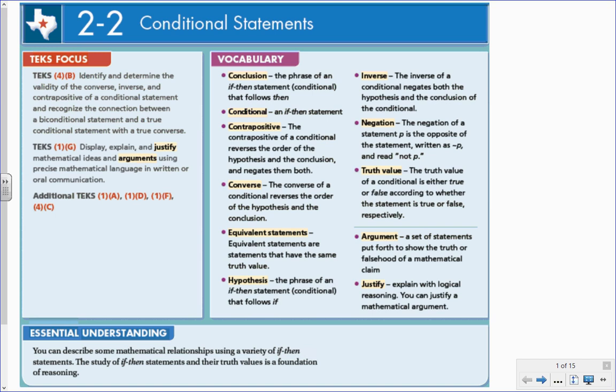Our essential understanding for today is you can describe some mathematical relationships using a variety of if-then statements. The study of if-then statements and truth values is the foundation for all reasoning. So we use logic and reasoning to prove things in geometry. It's also the basis for law and politicians and argumentation. So this is a big beginning for those people who might be thinking about going into those fields later on in life.